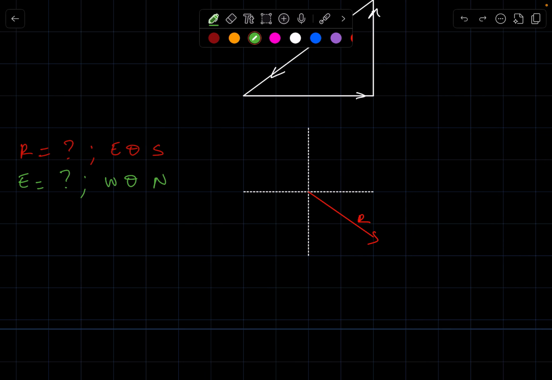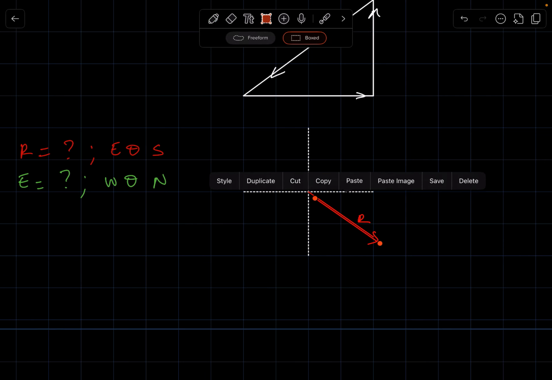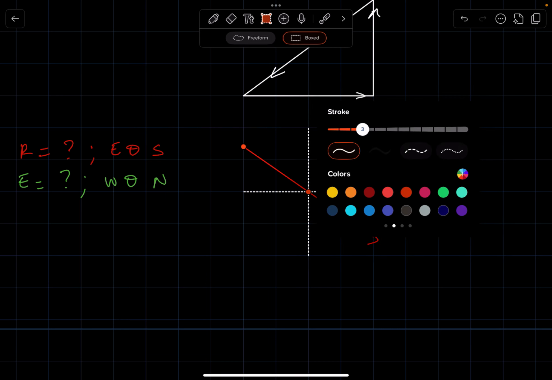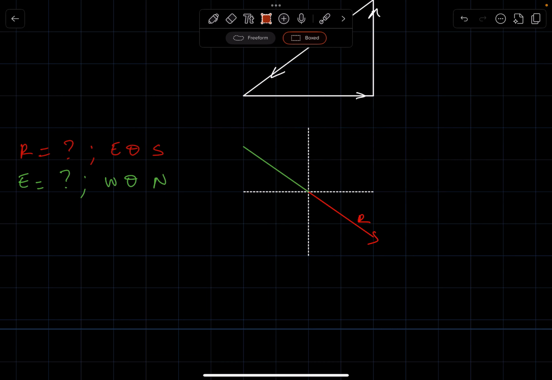Okay, let's do this, which is in this quadrant, and that's green. So that's headed in that direction. This is E, that's theta. So the angle remains the same, and that's theta. The angle remains the same for obvious reasons.